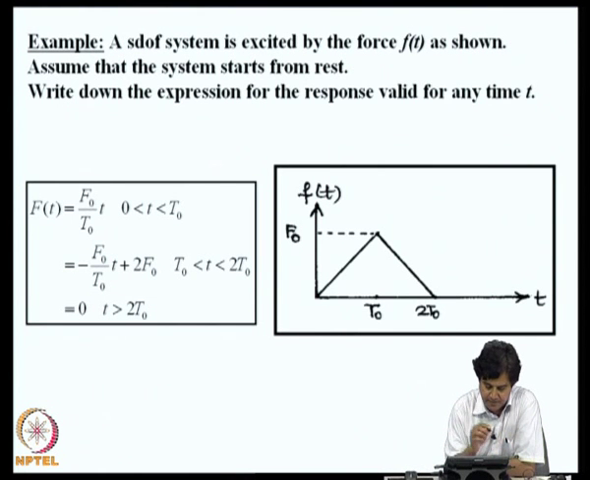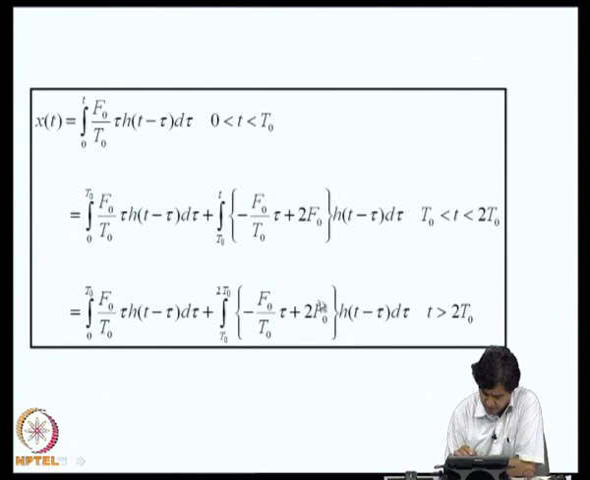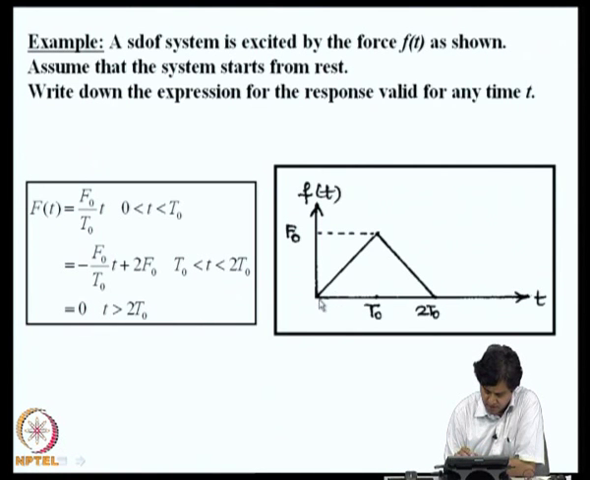A small exercise. Let us assume that a single degree of freedom system is excited by force f of t as shown here. It is a triangle, this is the origin, this is the time t naught, 2 t naught. The question is, assume that the system starts from rest. Now write the solution in terms of Duhamel's integral.